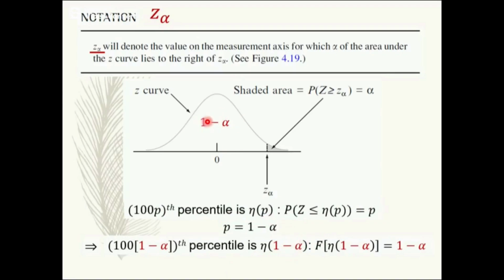And I told you earlier that the area to the right of this value is alpha. Therefore, the area to the left of Z alpha is also 1 minus alpha. So in other words, you can restate Z alpha. You know that it's equal to eta 1 minus alpha. They're exactly the same value. So if I rewrite this statement here with Z alpha, then I can say the 100 times 1 minus alpha-th percentile is Z alpha.